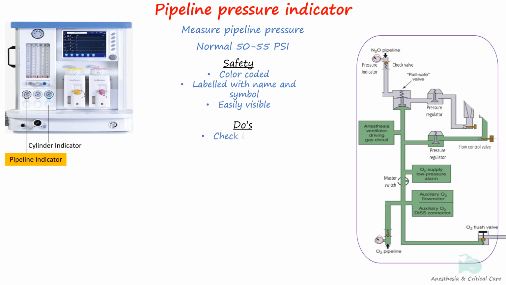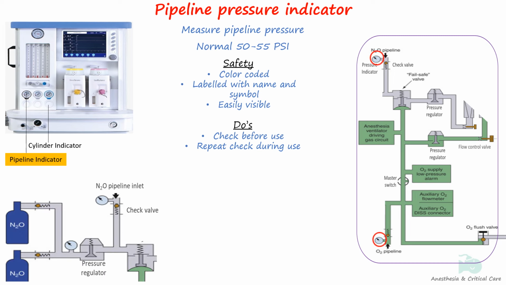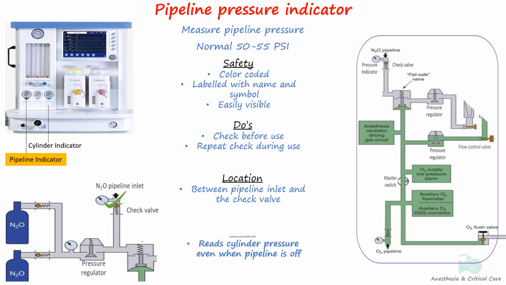Pipeline indicators should always be checked before the use and repeatedly scanned during the use. The indicator should be located on the pipeline side of the check valve in the pipeline inlet and not downstream of the check valve. This is to ensure that the indicator reads only the pipeline pressure, as the check valve prevents the backflow of gas from the cylinder system. If the indicator was installed downstream of the check valve, the gas flow from the open cylinder would be read by the pipeline indicator until suddenly the cylinder is exhausted.